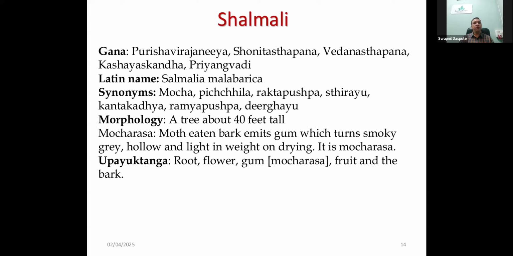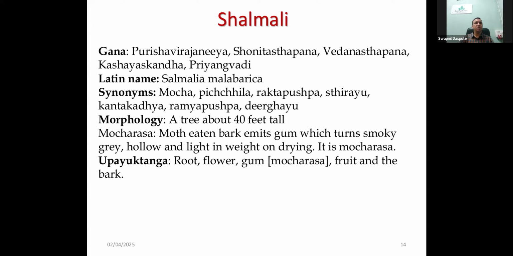So the next herb which we will be studying is called Shalmali. It is included in Purisha Virajaniya Gana. Purisha Virajaniya imparts normal color to the stool. We also have seen Mutra Virajaniya Gana. If you remember, Mutra Virajaniya gives normal color to the urine. So this is included in Purisha Virajaniya Gana.